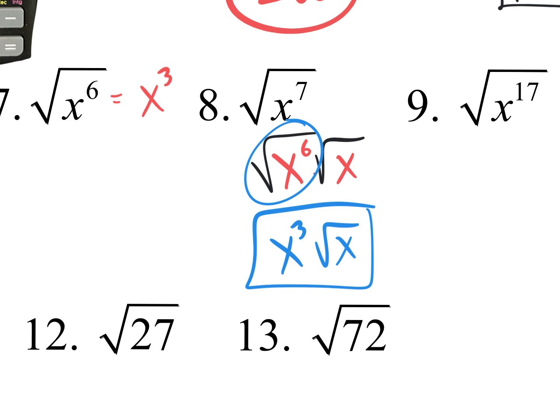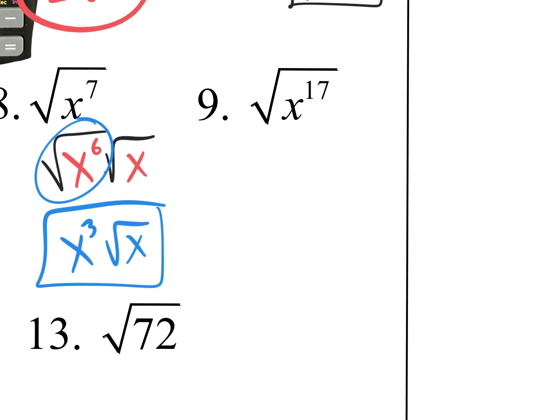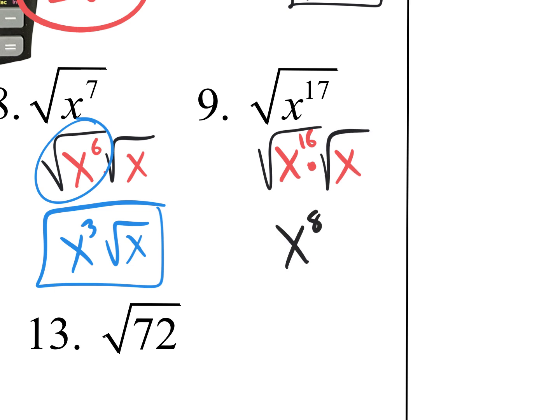Are you getting it? How about number 9? What am I going to rewrite that as? X to the 16 times 1 more x. And then you could split it. And then what is the square root of x to the 16? X to the 8th. And what about the square root of x? That just comes down, and there's your answer.